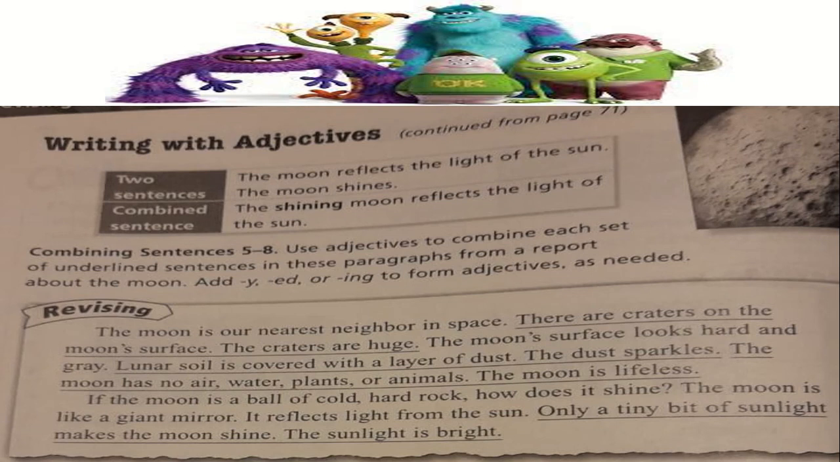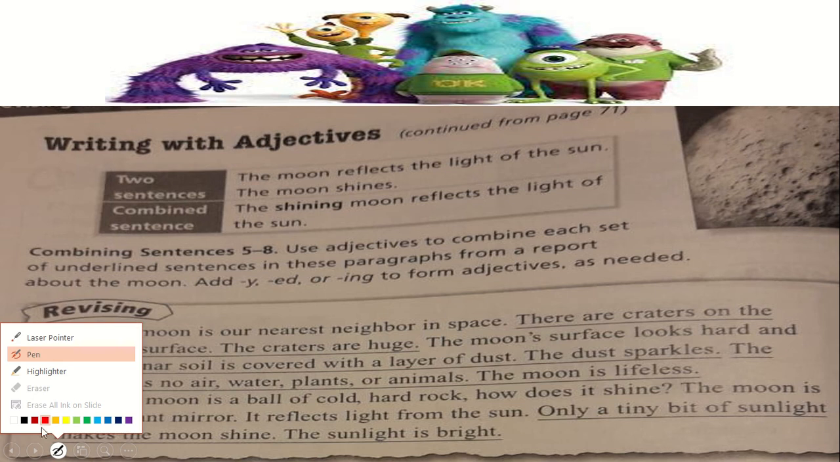Writing with adjectives. Let's read the box. 2 sentences. The moon reflects the light of the sun. The moon shines. We have the first sentence, and right here, I can find my pencil.